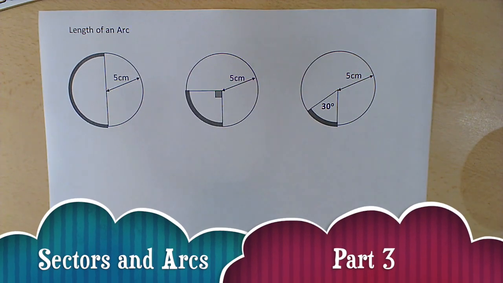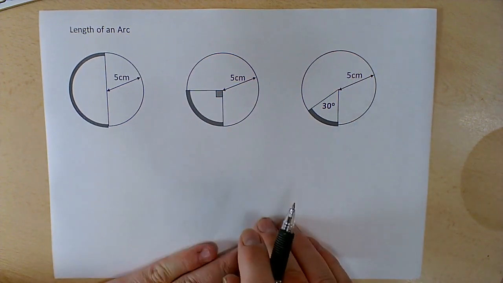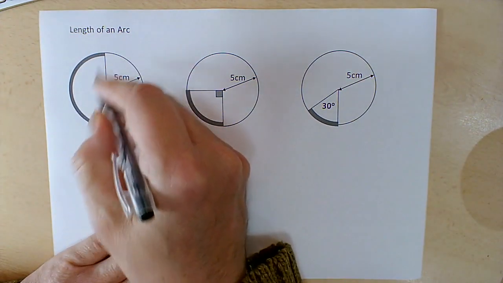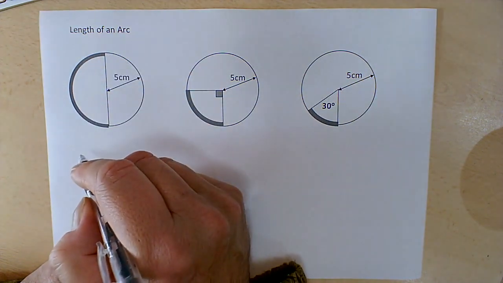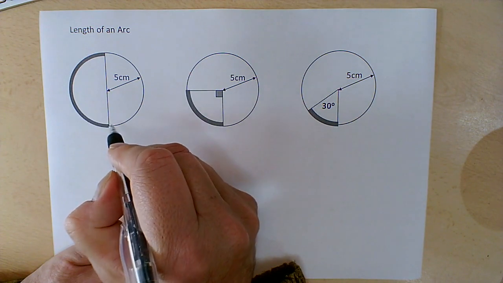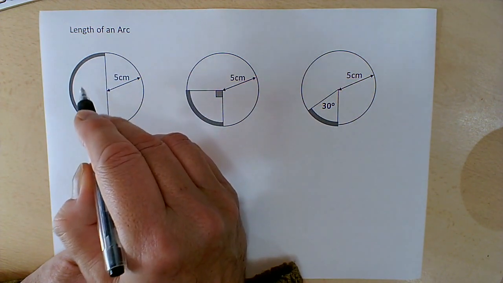Okay, so now we're going to look at the length of an arc. In the same way that a sector was an area that was bound by the circumference and two radii, an arc is part of the circumference that's bound by two ends of radii.